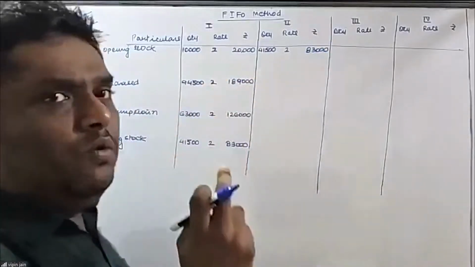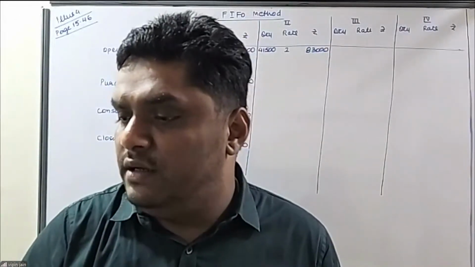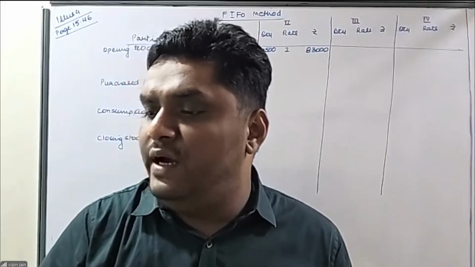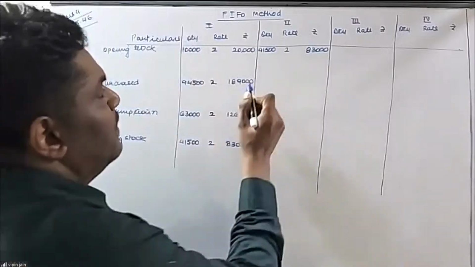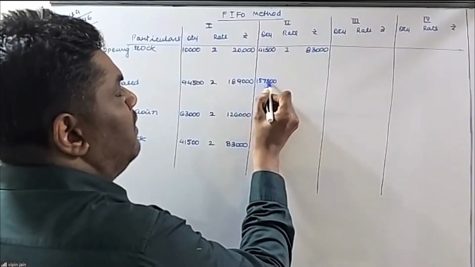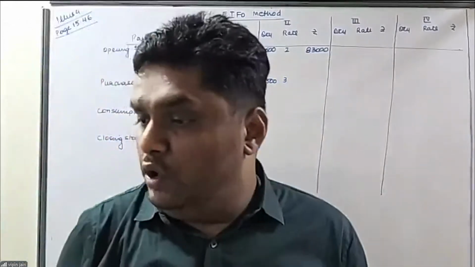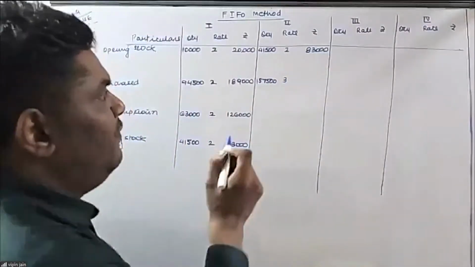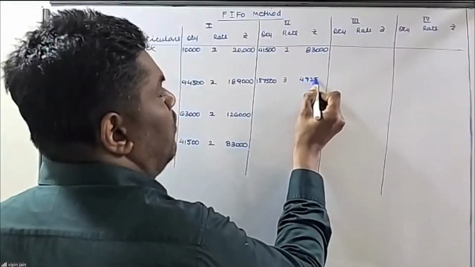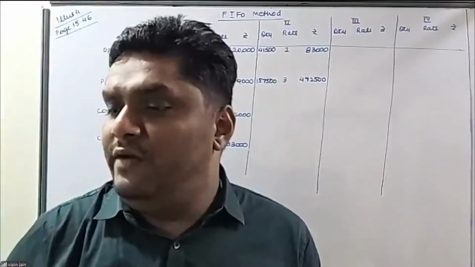Now in the second quarter, the quantity purchased is how much? Again, we have to refer to the purchase budget. So the quantity purchased is 1,57,500 at the rate 3. So the total amount is 4,72,500.